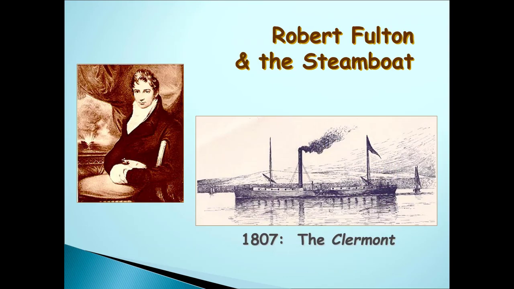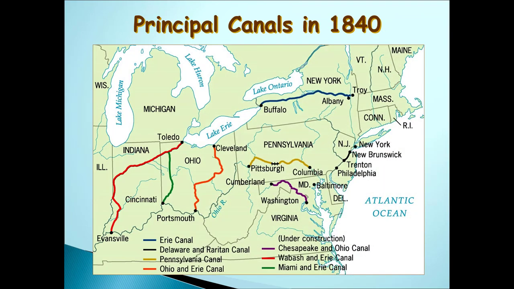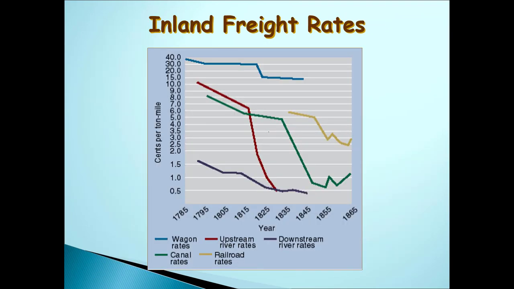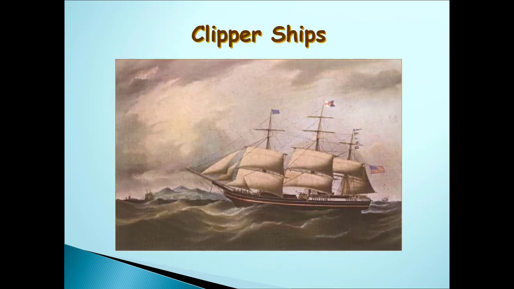And thank God for Mr. Robert Fulton and the steamboat. First one was called the Clermont, and back in 1807. Now we can go upriver and downriver. That's just a picture of all the different canals and the inland freight rates as comparison to one year to the other. A lot cheaper than putting it on a clipper ship and sending it all the way down around South America.